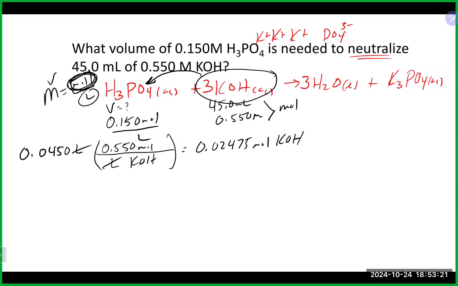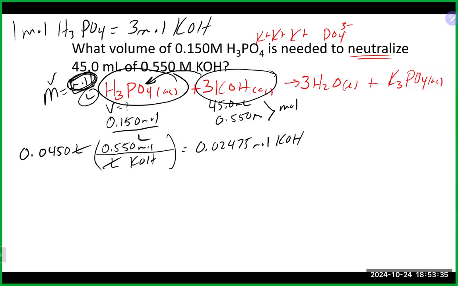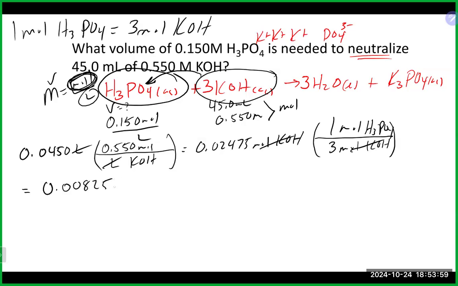So again, this is where the stoichiometry part comes into play. From the equation, we can see that for 1 mole of phosphoric acid, you're going to get 3 moles of KOH. So that's going to be our conversion factor. And really our next step, again, opposites cancel. So we actually need the 3 moles of KOH on the bottom and the 1 mole of phosphoric acid up on top. Those are going to cancel. So we're basically just going to divide it by 3. And that's going to get us 0.00825 moles of our phosphoric acid.